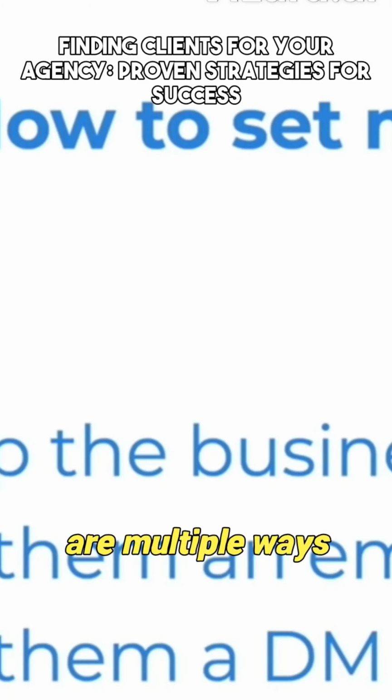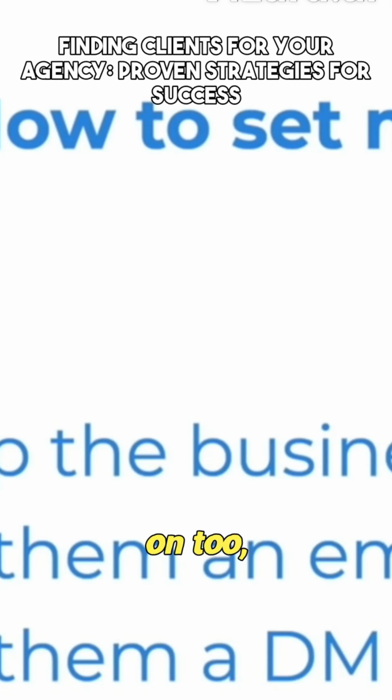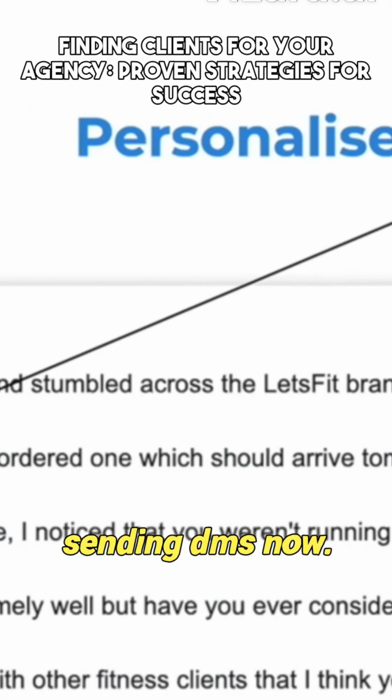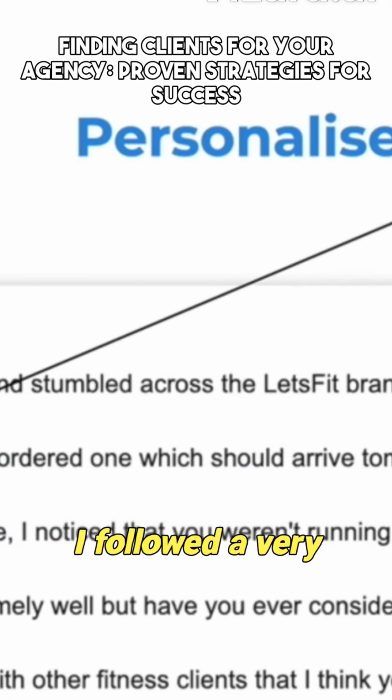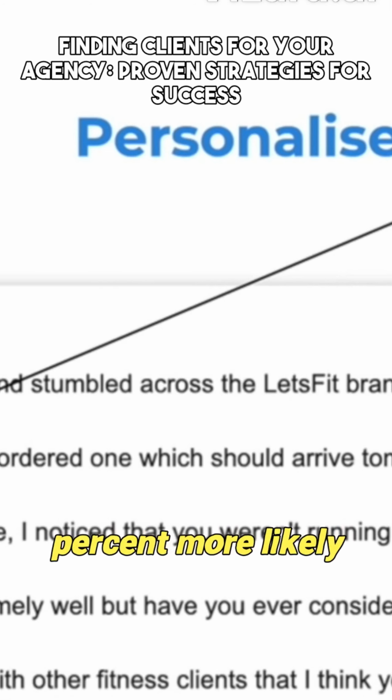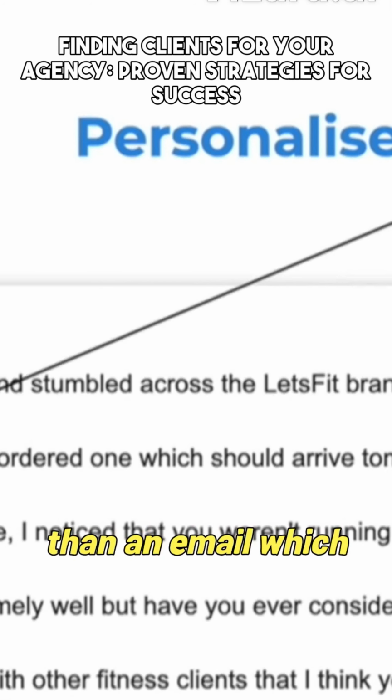Now, it's time to speak to the business. There are multiple ways you can do this, but we're gonna focus on two: sending emails and sending DMs. Here's our first example. It's actually to the sales manager at Let's Fit. I followed a very simple structure for an outreach email, which incorporates 4 elements: personalization, problem, solution, and making the meeting a no-brainer. An email like this is 100% more likely to get a response than an email which tries to make a sale one email in.